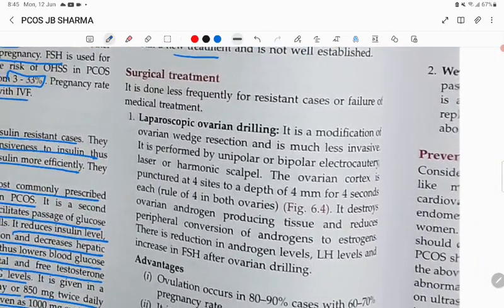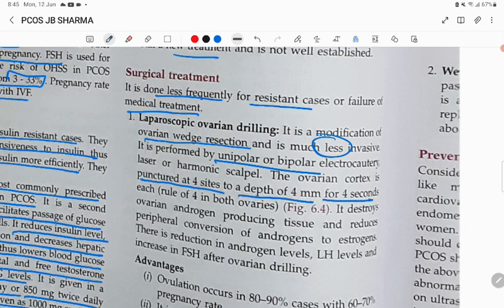Surgical treatment is available, but it is done less frequently, for resistant cases and failure of medical treatment. Laparoscopic ovarian drilling, a modification of ovarian wedge resection, is less invasive, performed by unipolar or bipolar cautery, laser or harmonic scalpel. The ovarian cortex is punctured to a depth of 4 mm for 4 seconds. Remember the rule of 4 for both ovaries: 4 side punctures, 4 mm depth, for 4 seconds.